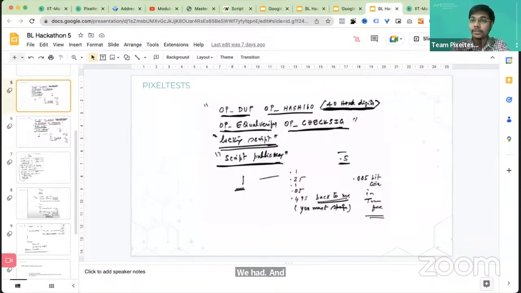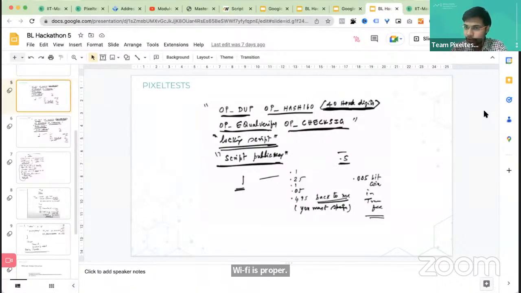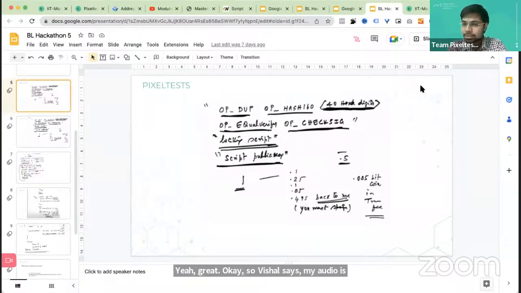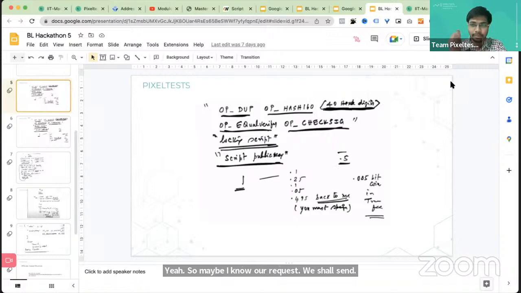Okay, so let me just check my Wi-Fi is proper. Yeah, great. Okay, so Vishal says my audio is cracking. If somebody else also faces a similar issue, let me know. If my audio is clear, type A in the chat box. Okay, now Suraj says it's clear. So maybe I request Vishal sir, maybe you can check if there's an internet issue or the Bluetooth battery being low, if you are on Bluetooth or something, right?